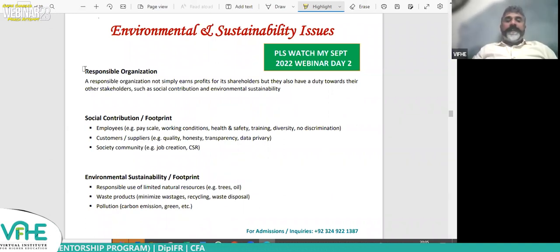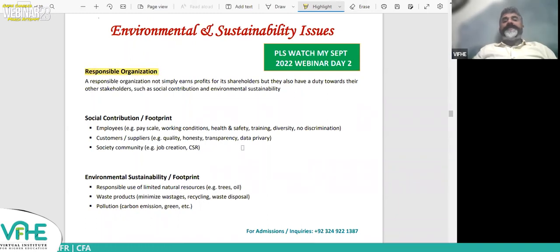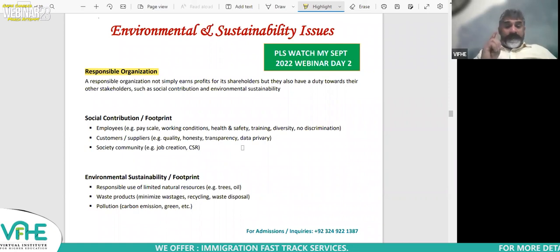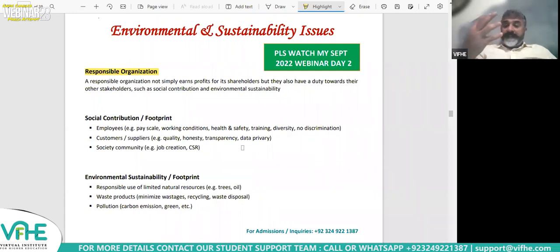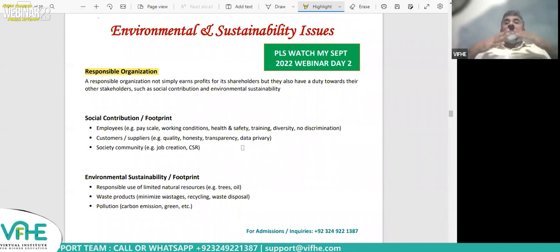The concept of responsible organization has come in. Responsible leadership or responsible organization. So what is a responsible organization? Who is a responsible organization? A responsible organization is one who also cares about the social aspects like employees, customers, society, and they also care about the environmental footprint like pollution and emission and all those things.